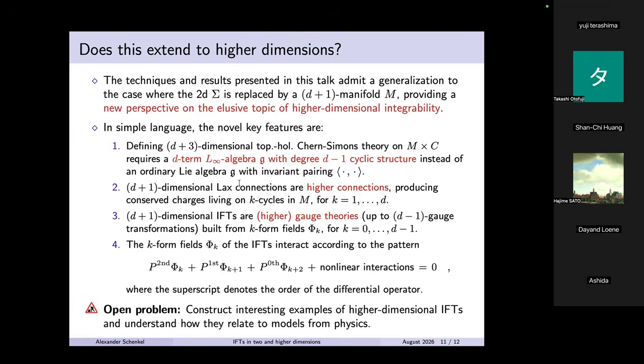So these higher connections have parallel transport, not along one-dimensional lines only, but also along two-dimensional surfaces, three-dimensional cubes, or depending on how high your connection is. This is what I meant by saying it here. There are parallel transport constructions which allow you to take flat connections valued in a higher Lie algebra and produce parallel transport along cycles. You can describe these algebraically in the paper we wrote.